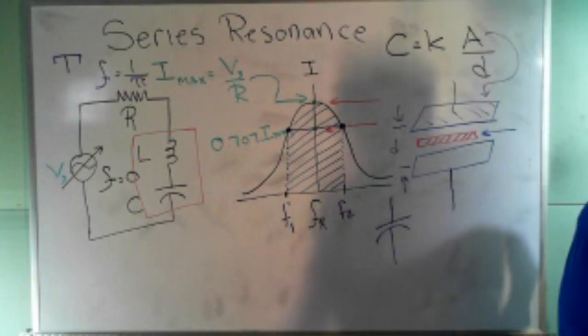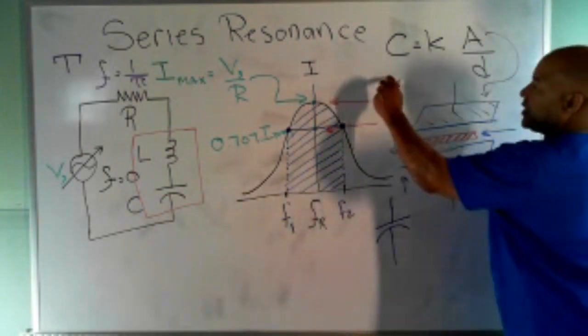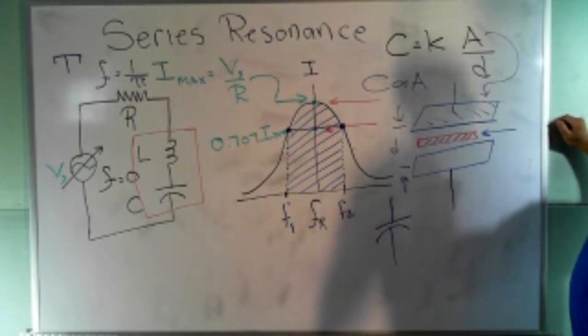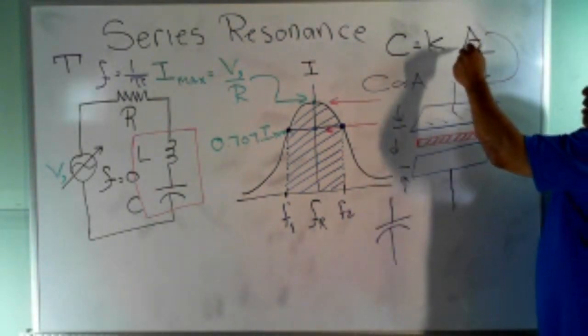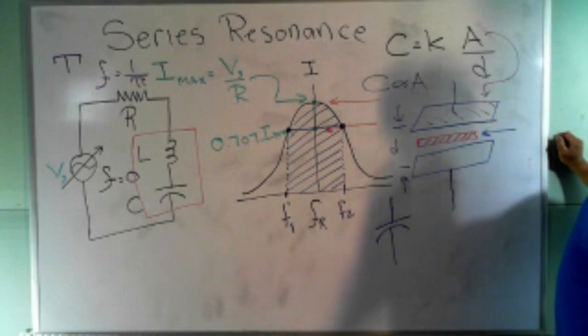Look at the relationship between C, capacitance, and A. C is directly related to A. If I make the area bigger, the capacitance goes up. If I make the area smaller, the capacitance goes down.